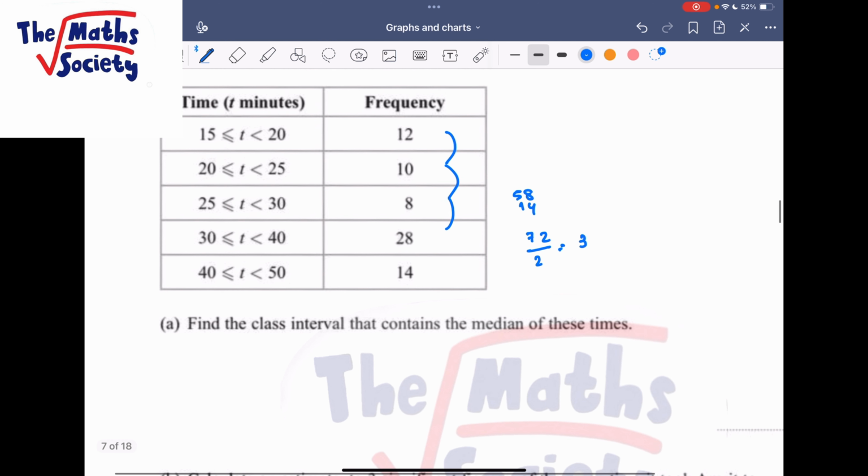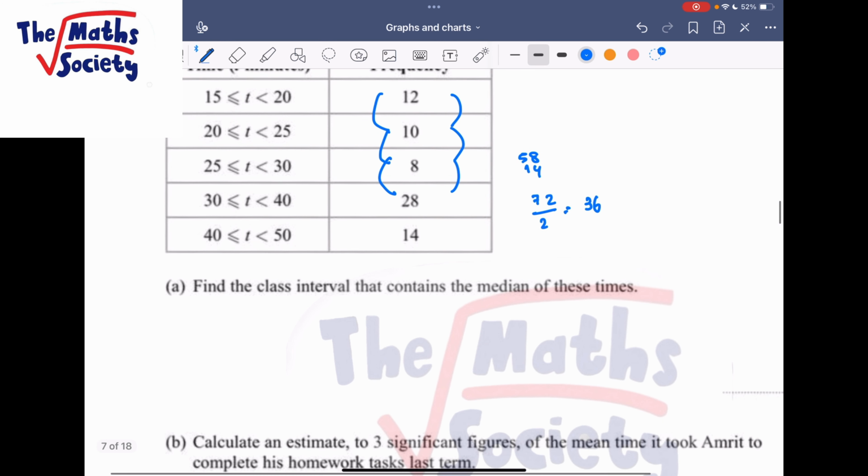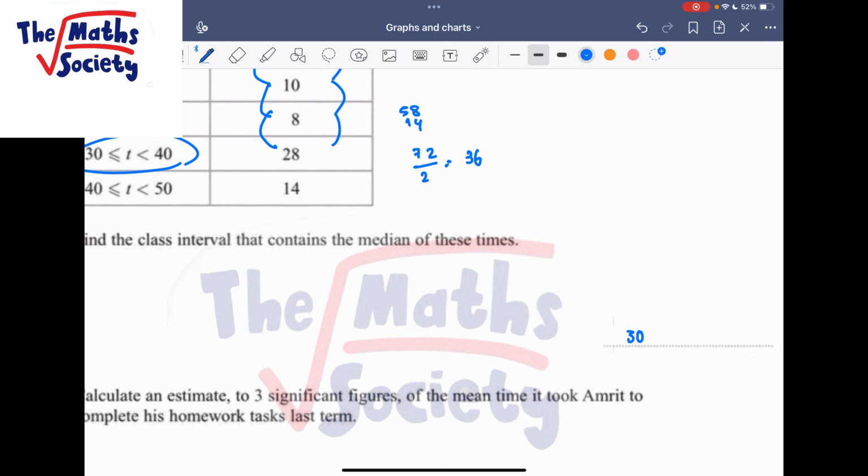72 divided by 2 is 36. We know that will be here. That's 22, 30, and then it has to be here in the middle of this range. So we know that it's going to be in this range, which is between 30 and 40.